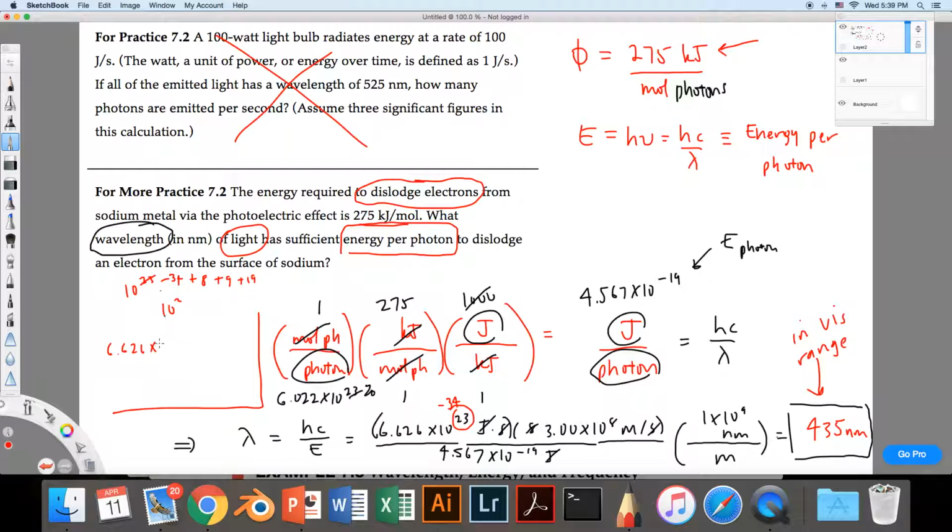6.626 times 3 times 1 divided by 4.567 times 100. Right? That's what that's going to be. Should get the same number here. If I don't, I'm going to calculate it again. 6.626 times 3 divided by 4.567 gives 4.35 times 100. Awesome. 435. So I checked that one, and it is correct. 435.